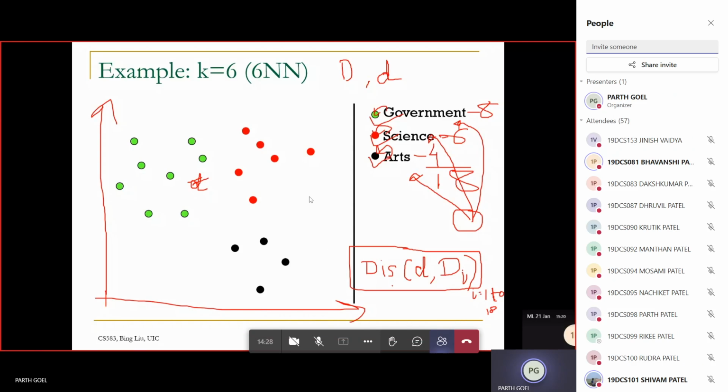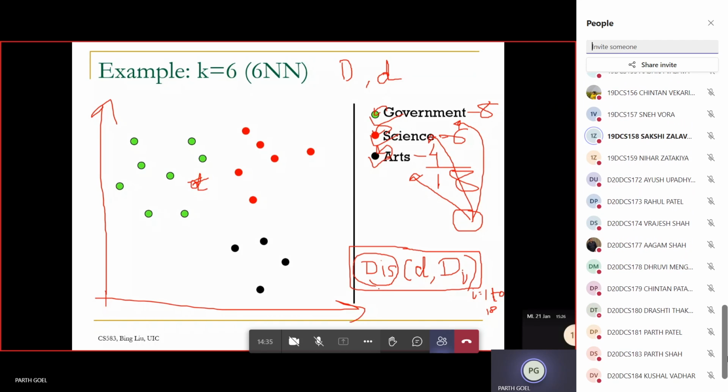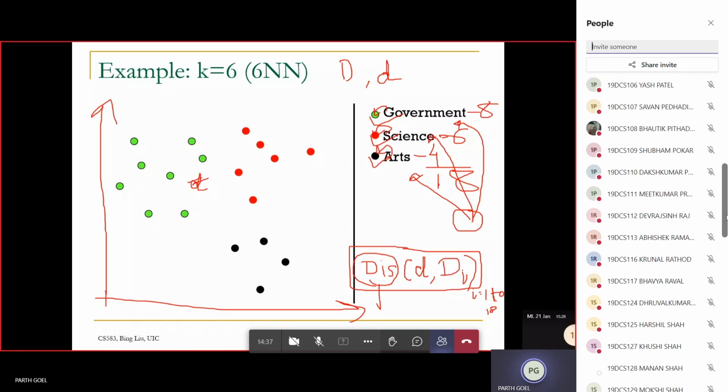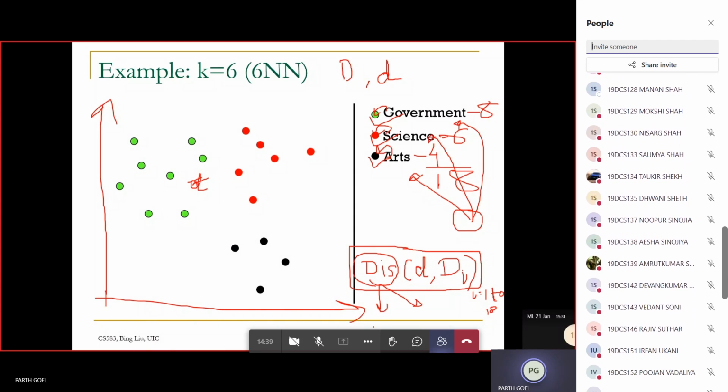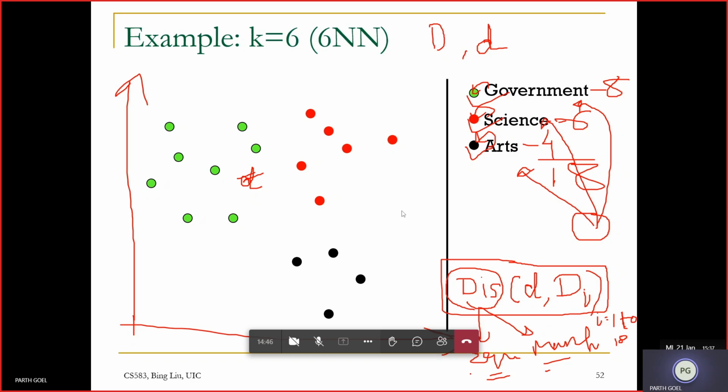So ultimately you want to find the distance D between Di. Now another question arises: which kind of distance? For that you have two distance equations. One is Euclidean, another one is Manhattan. Okay, so what is the equation for the same?